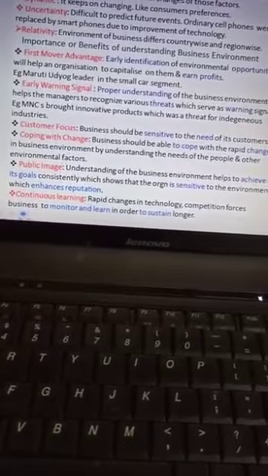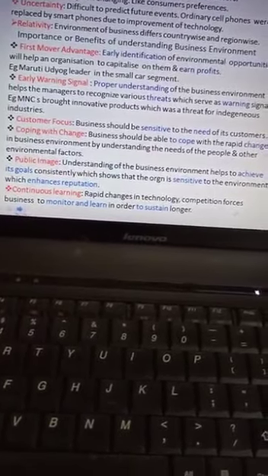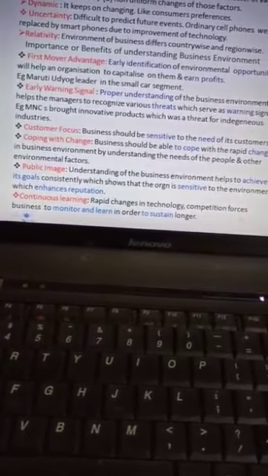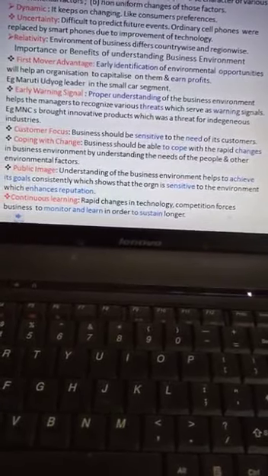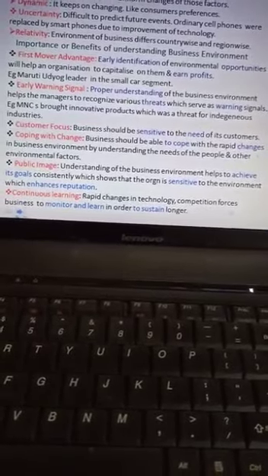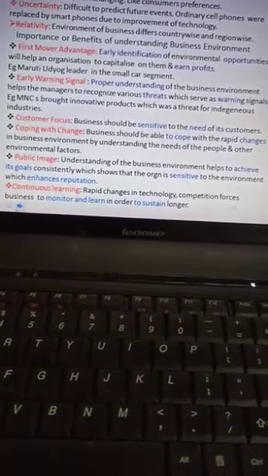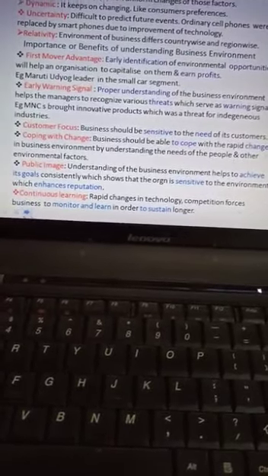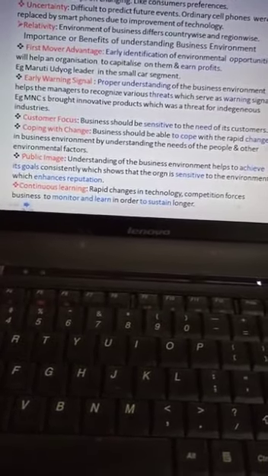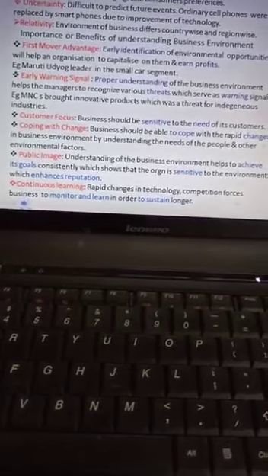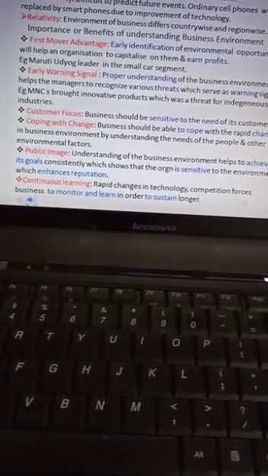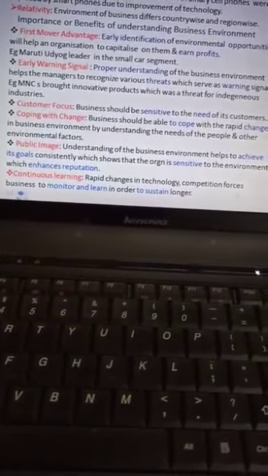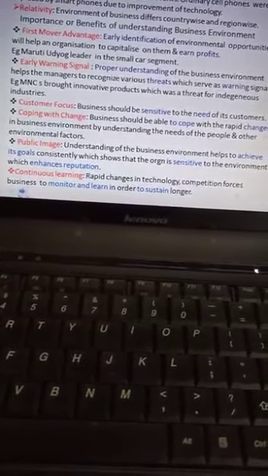Number 6, uncertainty. As the factors are complex as well as dynamic, they keep on changing, they are uncertain, cannot be predicted easily. For example, ordinary cell phones were replaced by smartphones due to improvement of technology, which was an uncertain event and was not predicted by many. Number 7 and the last one, relativity. These factors are relative and they keep on changing from one country to another and one region to another.